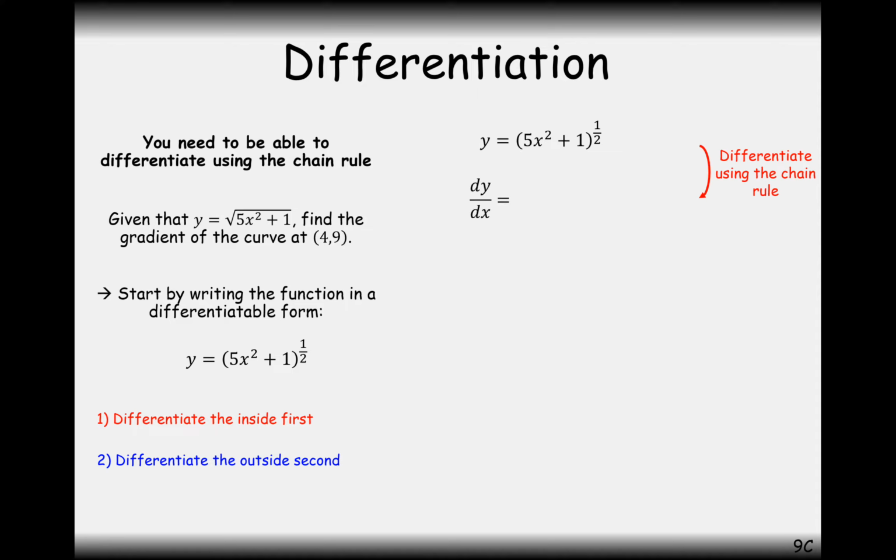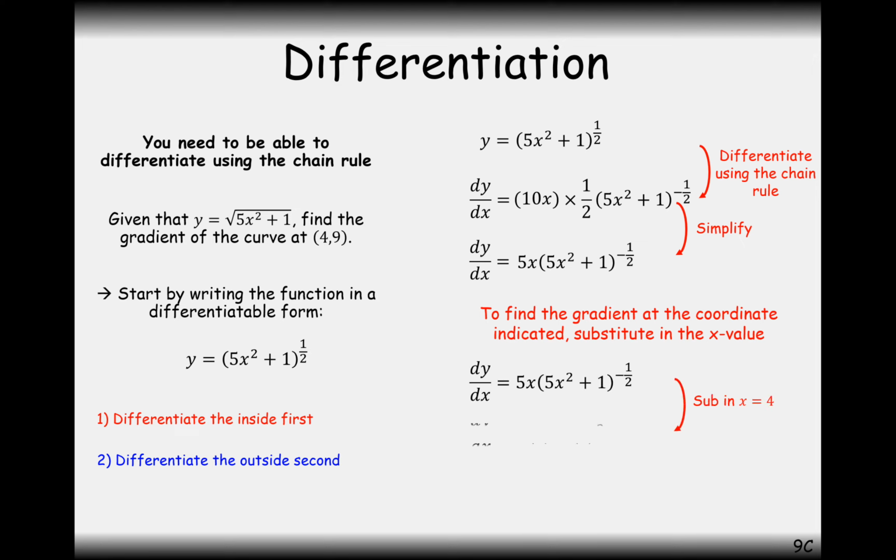So let's apply the chain rule. Let's differentiate the inside first, so that's just going to be 10x. And then we're going to multiply this by the outside function. Remember, you times the power to the front, reduce the power by 1, and keep the inside function the same. And tidy this up afterwards. Half of 10 is 5x, so we're going to have 5x bracket 5x squared plus 1, then the bracket to the power of minus a half.